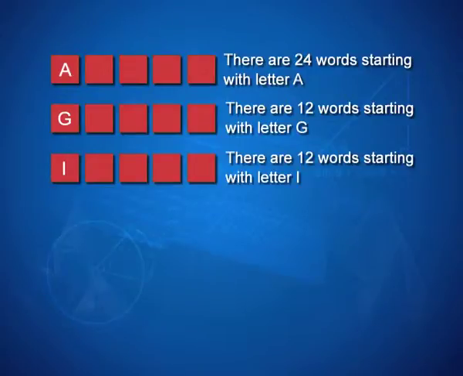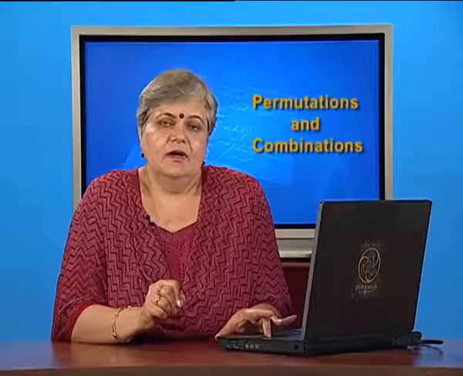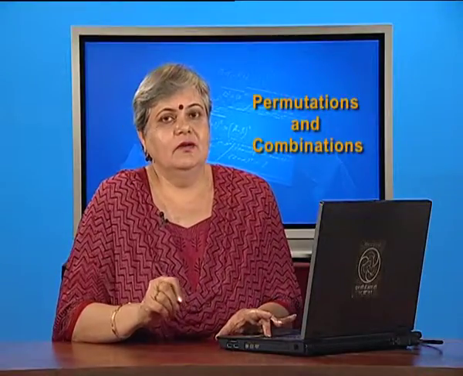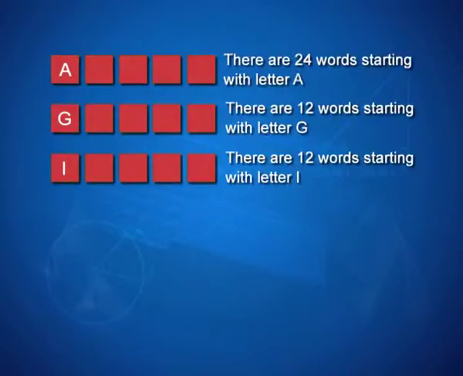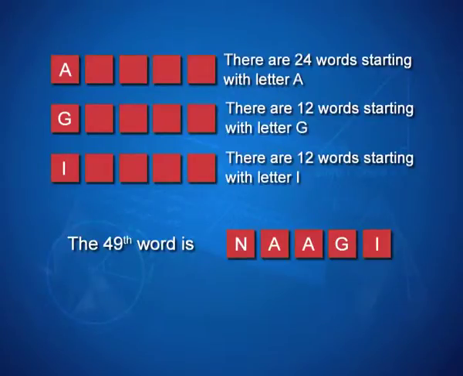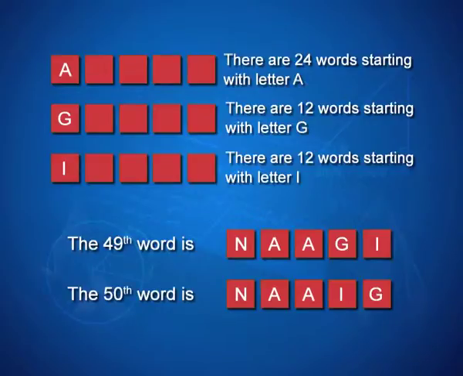So, we already have how many? 48 words taken care of: 24 plus 12 plus 12. The question was to figure out what is the 50th word. So, the 49th word, what would it look like? It will start with obviously N, and alphabetically when I arrange the letters, I would get a word like N-A-A-G-I. What will therefore be the 50th word? Obviously, the only possible permutation will happen between G and I. So, I get a word looking like N-A-A-I-G.